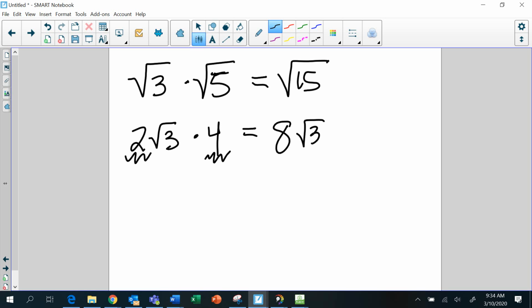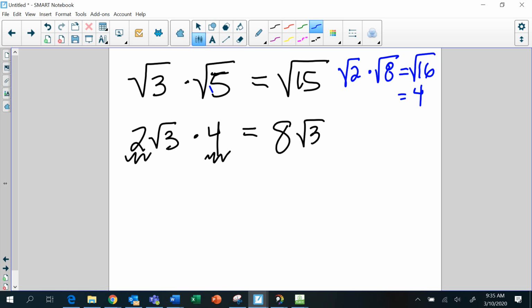If I did square root of 2 times square root of 8, what would that give me? Square root of 16, which is 4. So because I didn't actually take a square root, it's not gone. The only time that it goes away is if you actually find the square root of that number.